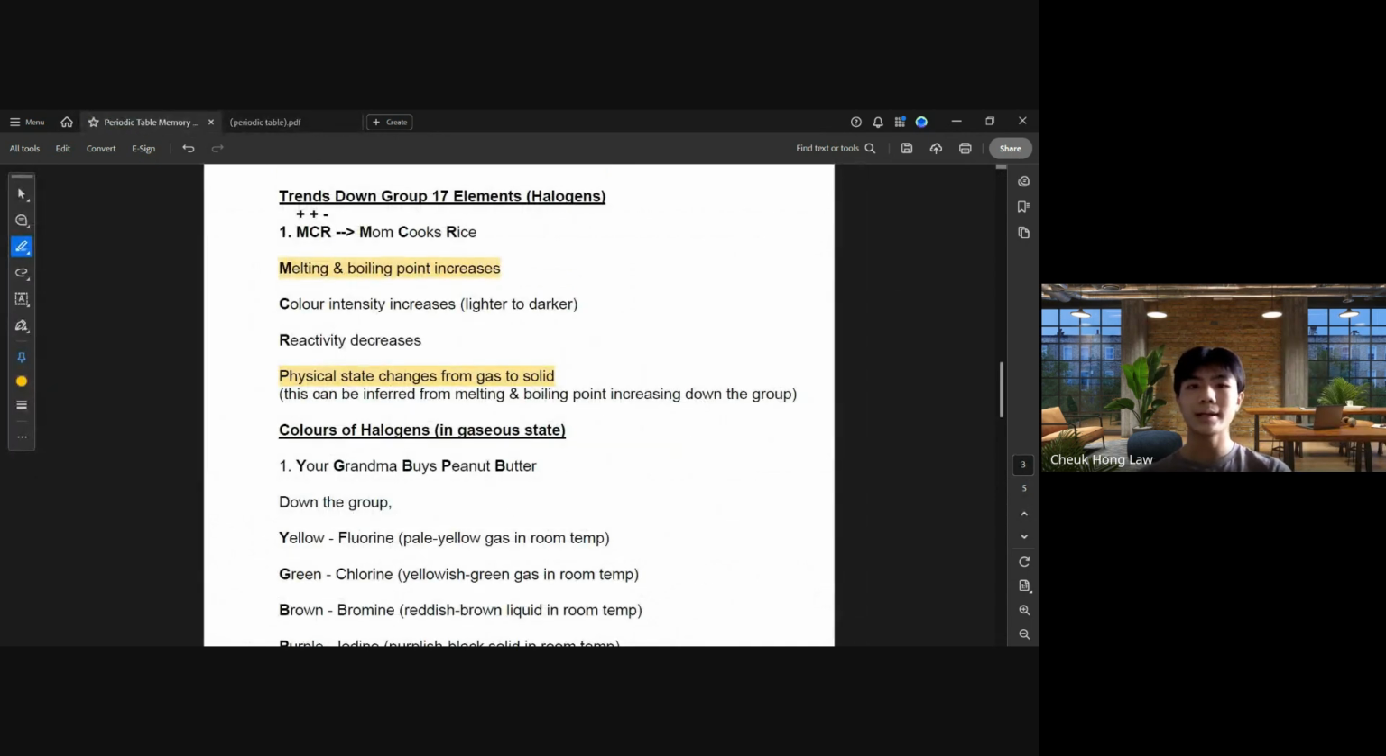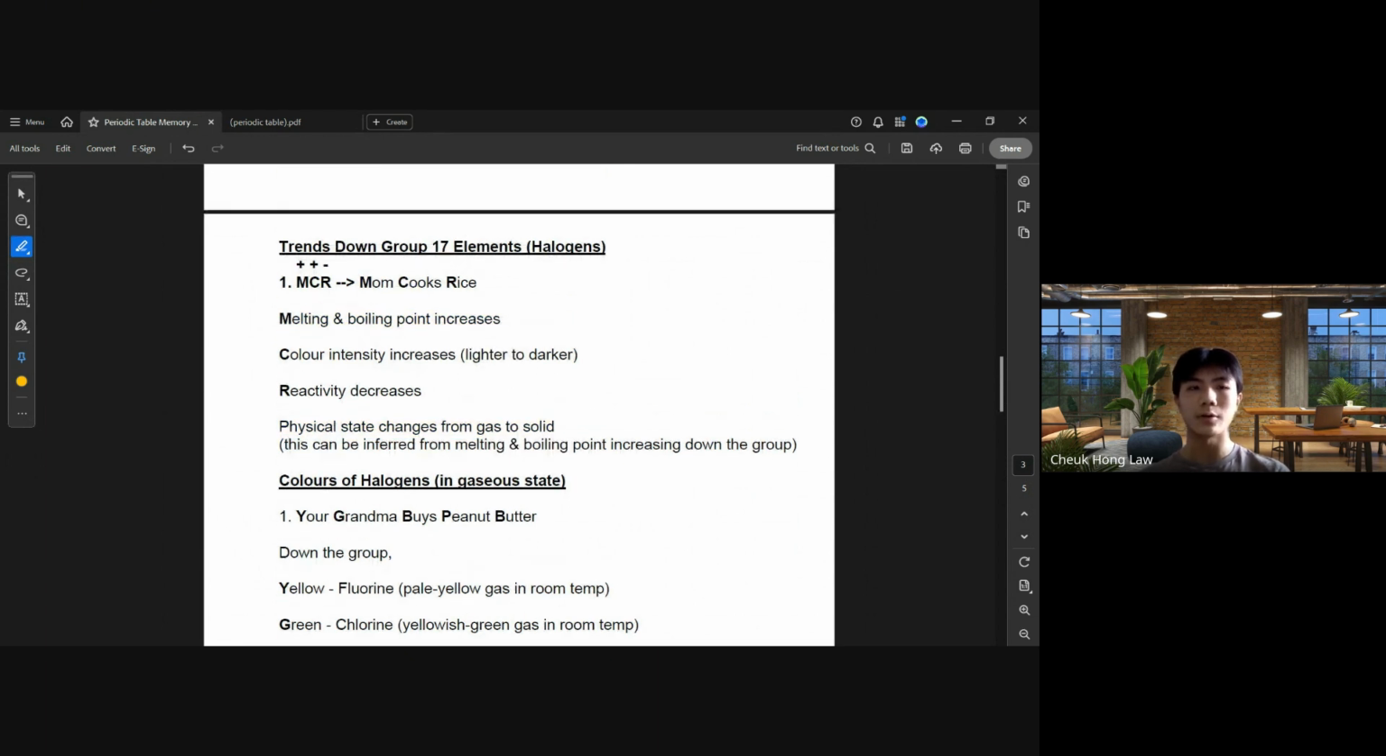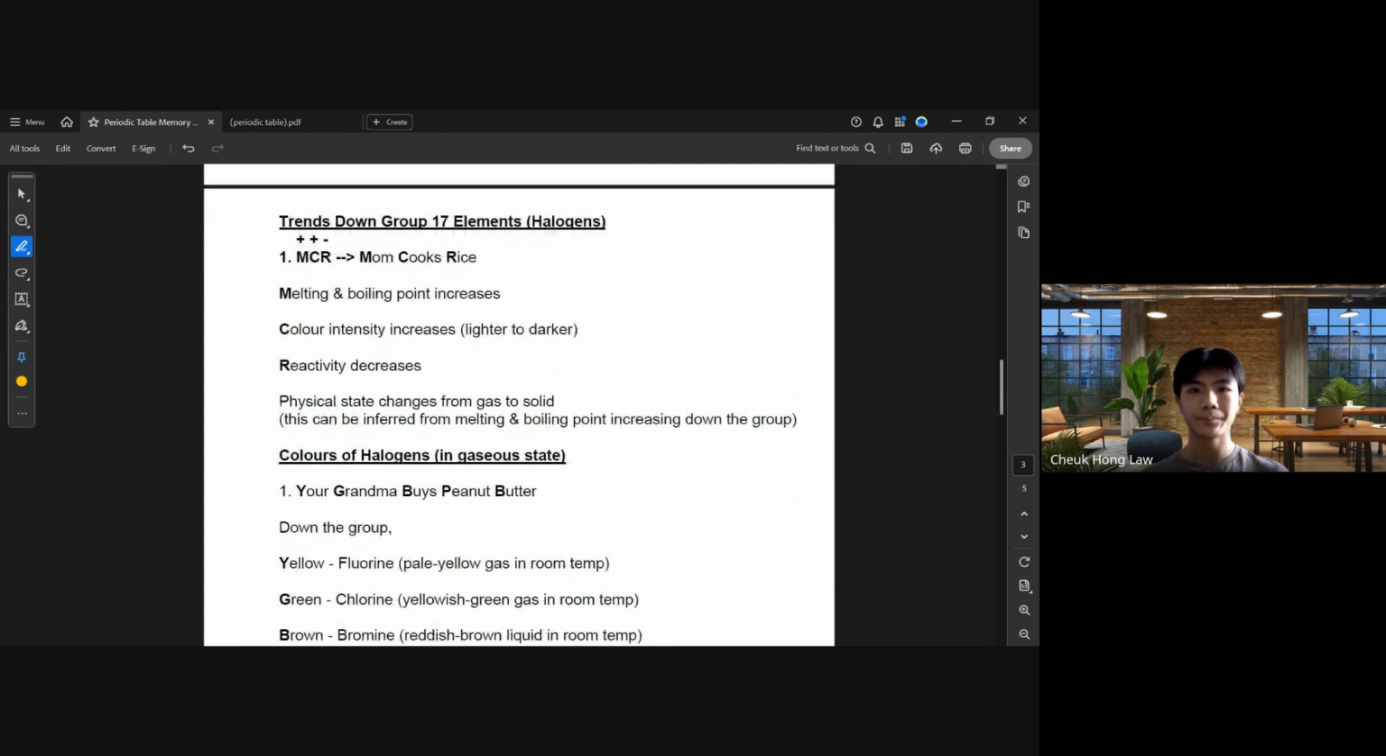But how do I link this? Because the melting and boiling point increases down the group, right? So since fluorine has the lowest melting and boiling point, it will be a gas in room temperature. And since astatine has the highest melting and boiling point, it will be a solid in room temperature. So I can just link it to the physical state. Okay, so those are the trends down your halogens, group 17 elements.